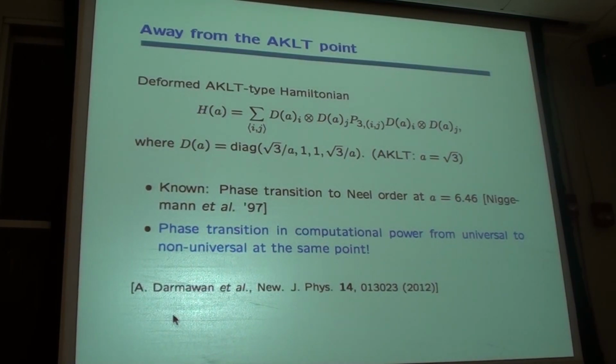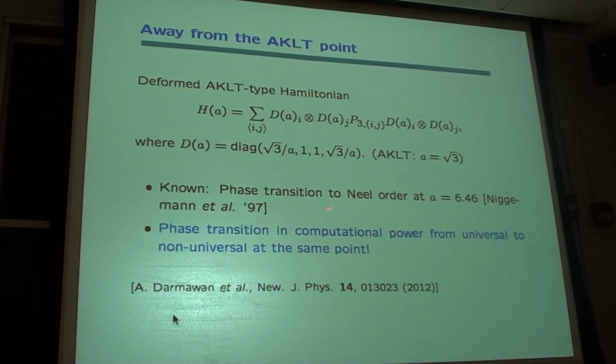This is work by an Australian group, and what they have done is they have taken the AKLT Hamiltonian and deformed it in a particular way. As I said over here, the AKLT Hamiltonian is rotationally invariant, SU(2) invariant, so their deformation breaks that symmetry, prefers a particular axis, and you end up with a U(1) symmetry. And you can make this deformation stronger and stronger, and then you can investigate what happens from the physics point of view. You can ask, what happens to the physical order of the system? And you can ask, what happens to the computational power of the system?